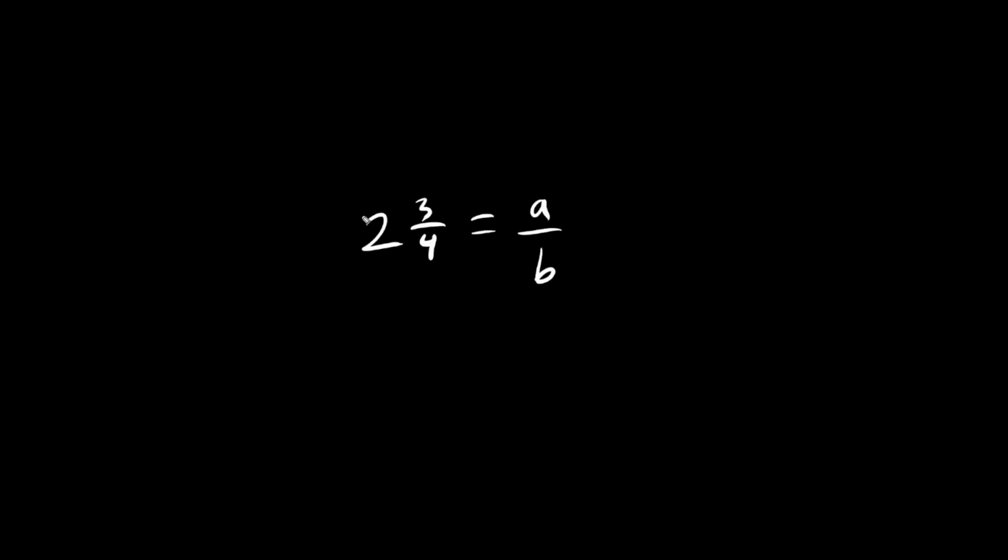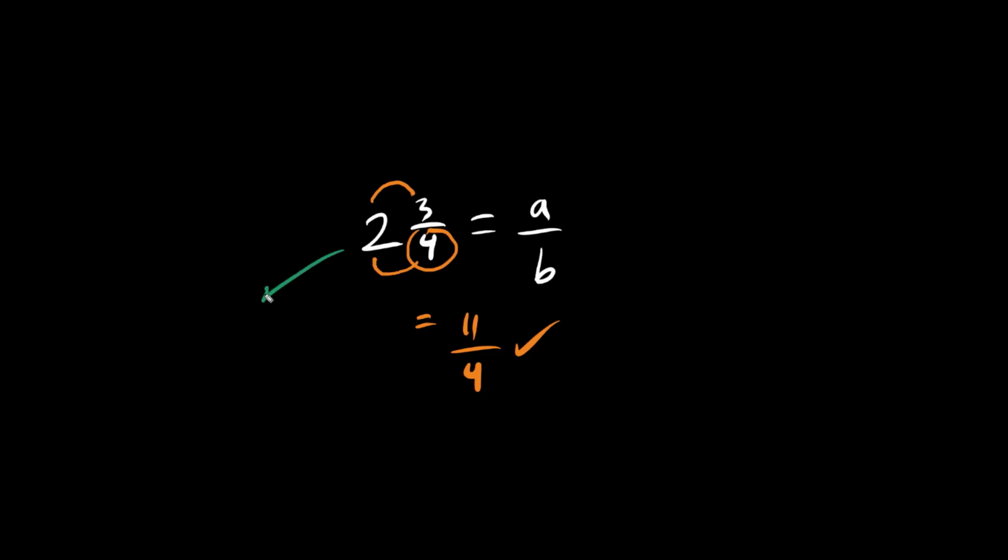Let's convert this mixed fraction to an improper fraction. We can multiply 2 times 4, which is 8, and we add 3, which is 11. So we have 11 over this denominator of 4. So this here is the improper fraction.